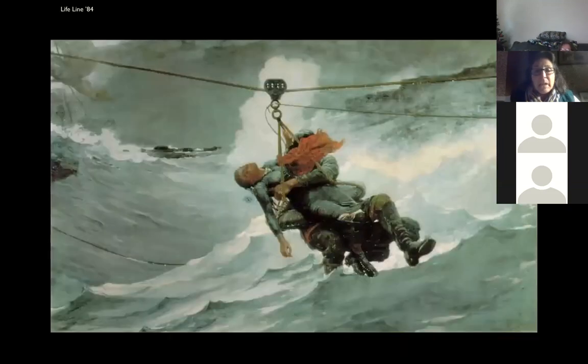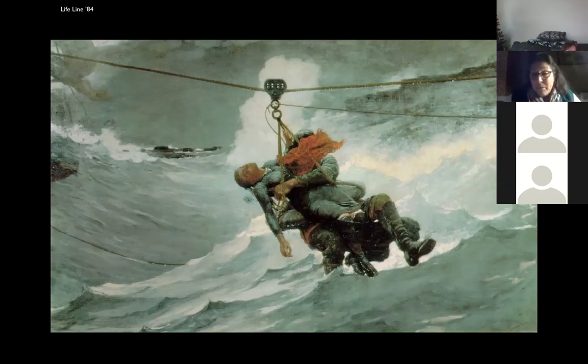He also witnessed a rescue on what's called the breeches buoy. And the breeches buoy was a new invention that allowed a rescue to take place. It was like a pulley system that was set up from the boat, which you can hardly see on the left-hand side, and the land. And someone would go out on this pulley system, rescue whoever needed to be rescued, and then be hauled back into shore.